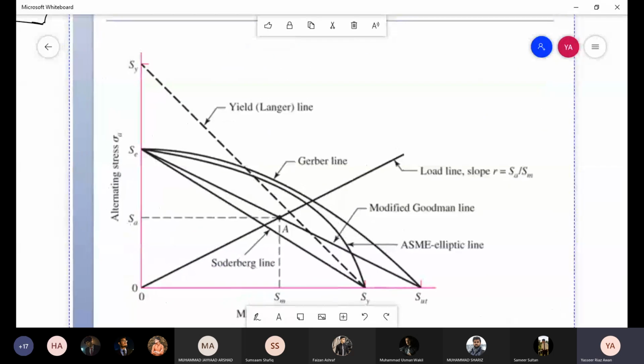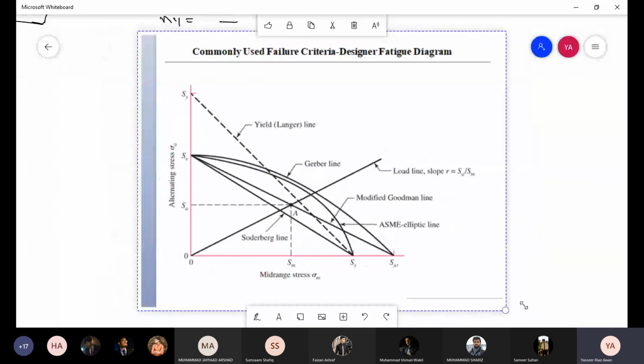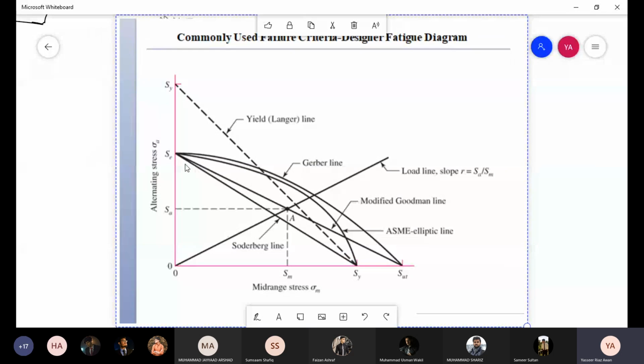So on this diagram we can see all these failure criteria. Modified Goodman was connecting SE with SUT with a straight line. Then you have the Gerber parabola that connects the same points but with a curve, and is a better fit for experimental data. Then you have the elliptic line that connects SE with SY, and lastly we have this Soderberg criterion that connects SE with SY with a line. Soderberg, you can see, is very conservative.